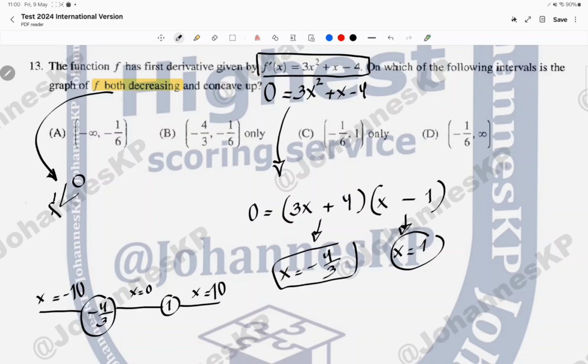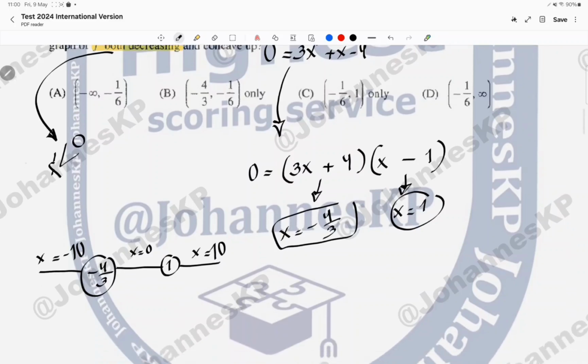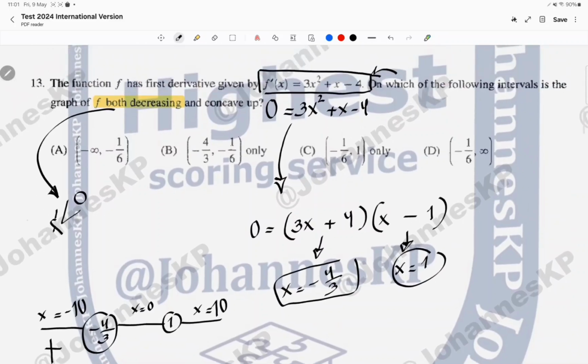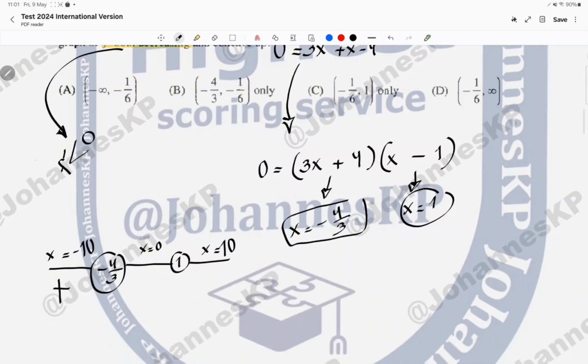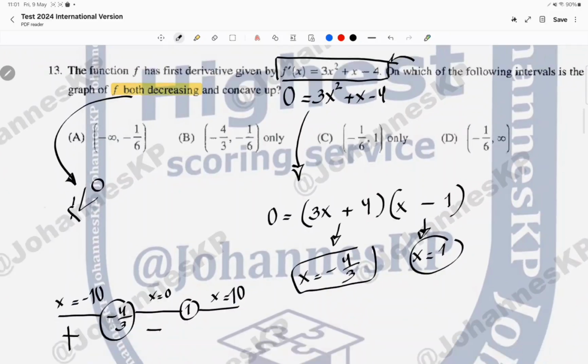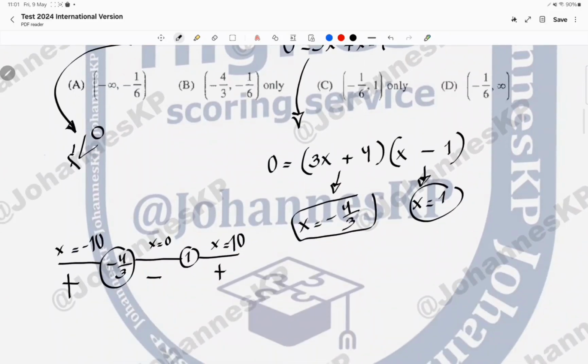So if I were to plug in a minus 10, will I get a positive or a negative number here? There's no calculator. Positive, right? Because the x squared is going to make it 100. So positive. If I plug in the 0, I get negative 4. So it's negative. And if I plug in the 10, I also get positive, right? So it's decreasing between negative 4 over 3 and 1.